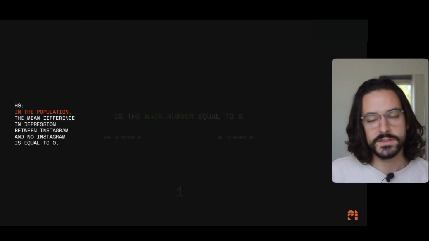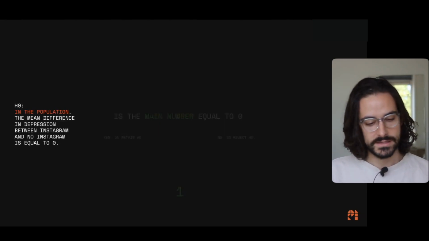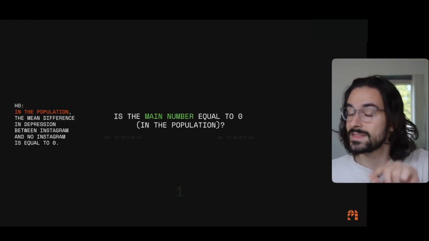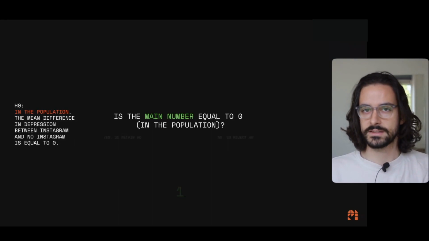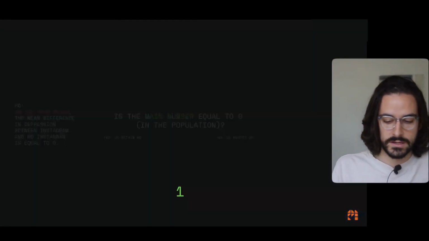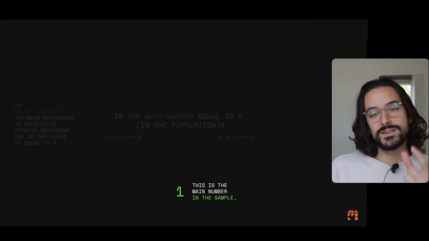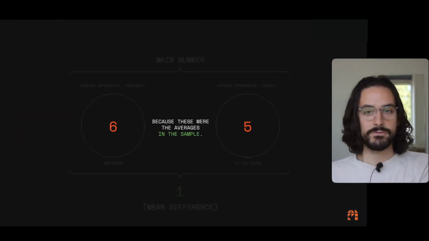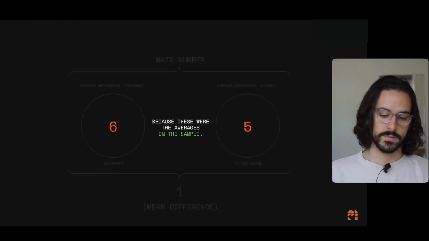Look, we have this very important bit of the null hypothesis that says in the population, right? So in the population, is the main number equal to 0 in the population? That's the question. That's the real question we're asking. And that's why inferential statistics exists, right? The number 1 is the number that we found in the sample, because these were the averages that we found in the sample, right? 6 minus 5.